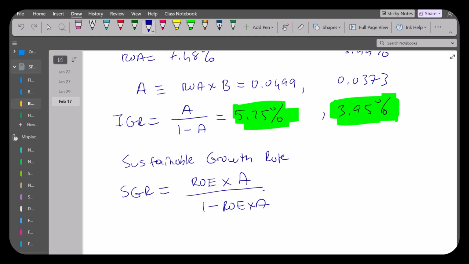I haven't issued any new stock. Given that, how fast I can grow, that's the sustainable growth rate. So it's a growth rate that you can sustain without asking your shareholders to give you more money. You're still keeping the debt equity ratio the same.